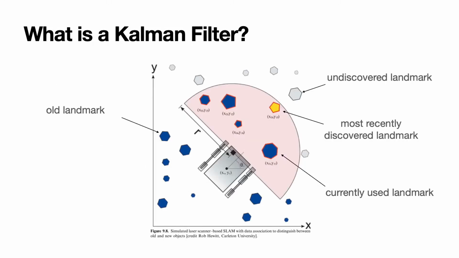This picture from the book describes this process pretty well. Old landmarks lying behind our rover are not taken into consideration anymore. Only previously discovered landmarks that lie ahead of our rover in a certain radius are used in our Kalman calculations. Using this technique, we can decrease n depending on our computational boundaries.